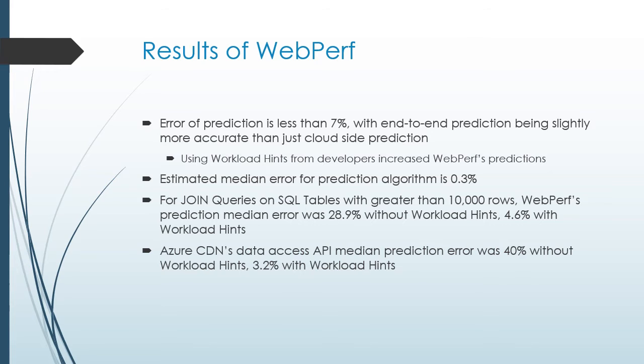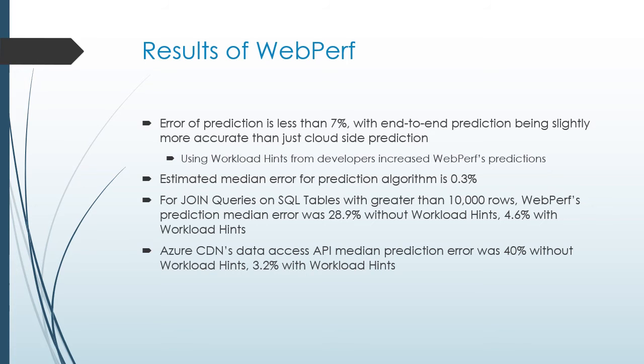And they use what's called workload hints from developers to increase WebPerf's predictions. They didn't really expound too much on what a workload hint is. Just literally one line in the paper that says workload hints. It seems to be just basically a guidance the developer gave them on how to structure their algorithms. But more about that later. So the estimated median error for the prediction algorithm is 0.3%, which is excellent.